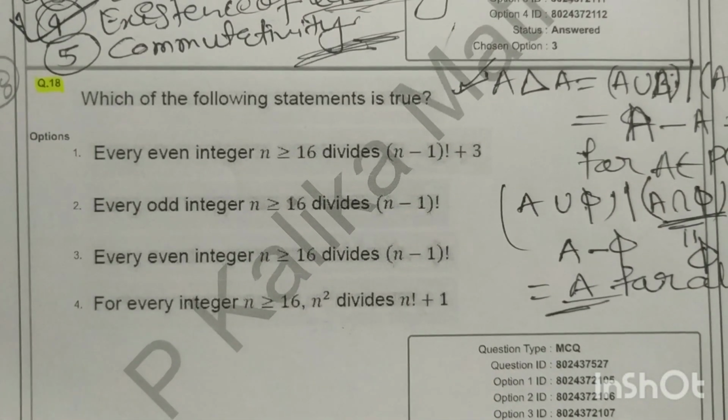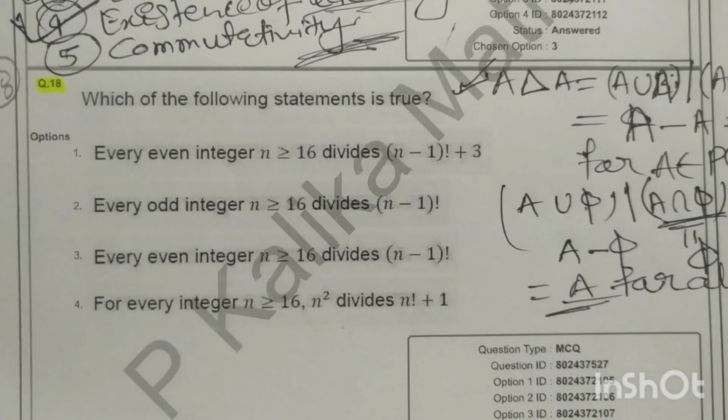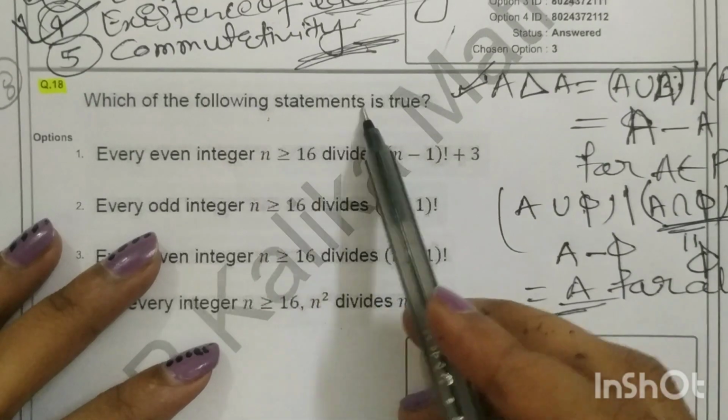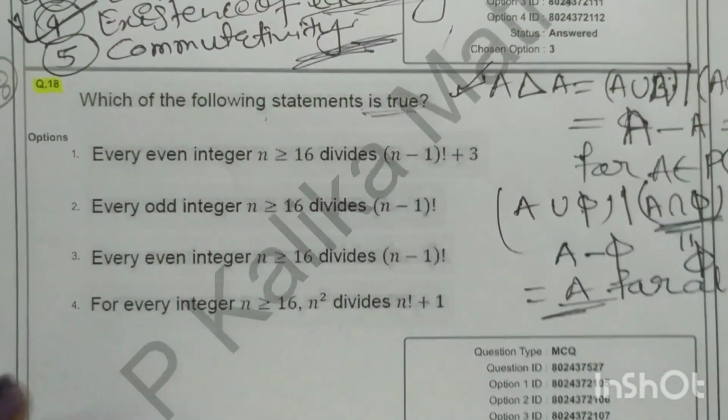Okay, so let us try to solve question number 18. What is our question number 18? So let us read our questions and then try to solve it. Which of the following statements is true? So we have to tell which of these is correct. First of all, what is given?